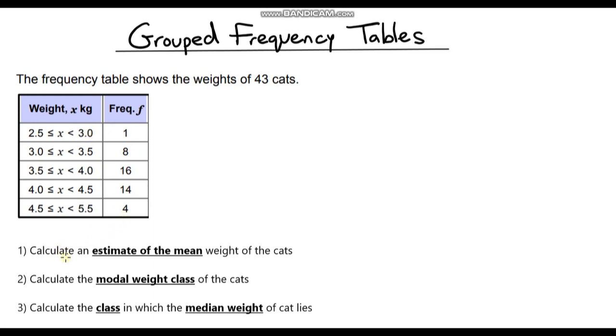So let's calculate an estimate of the mean weight of the cats. Now, the reason why it says estimate here is because we cannot calculate an exact value of the mean because of these groups. Like I said before, this cat here, we don't know what the weight is. It could be 2.5 kilograms, it could be 2.6, it could be 2.9. We don't know the exact weight of each cat, so we can only calculate an estimate of the mean. And that's the case for any grouped frequency table. It's always going to be an estimate.